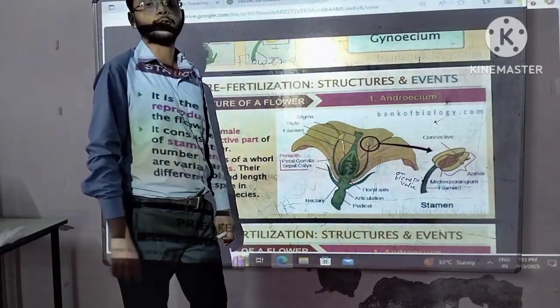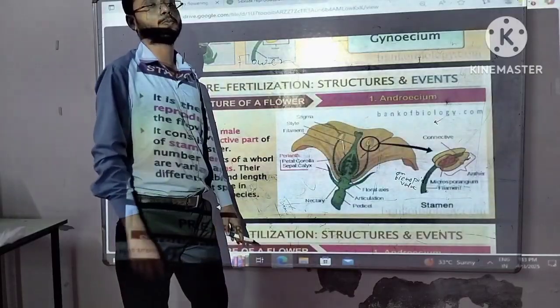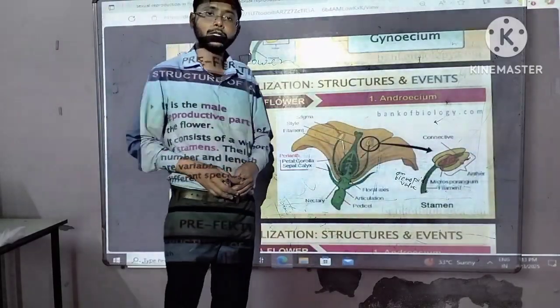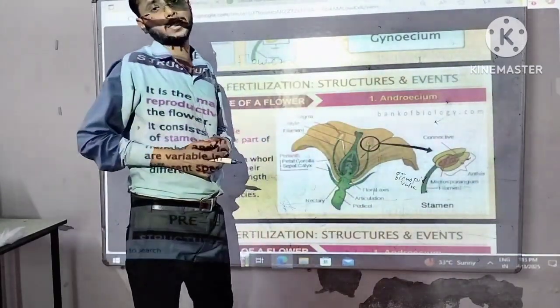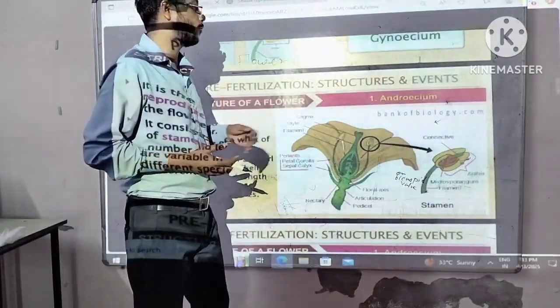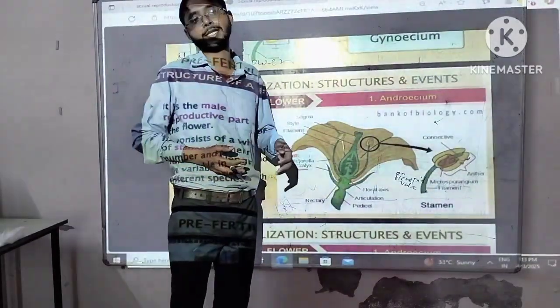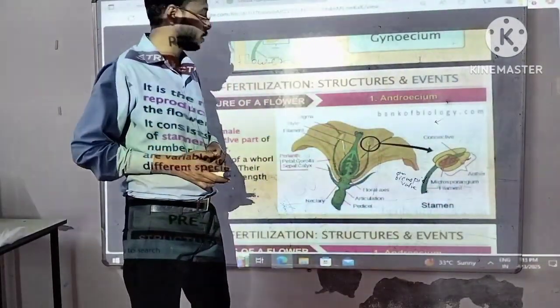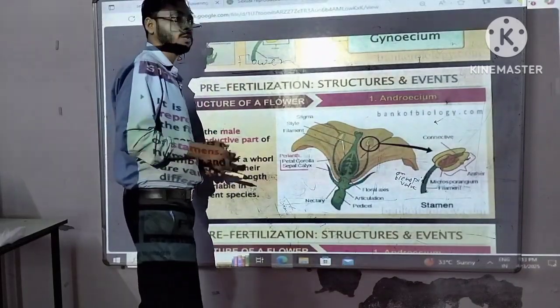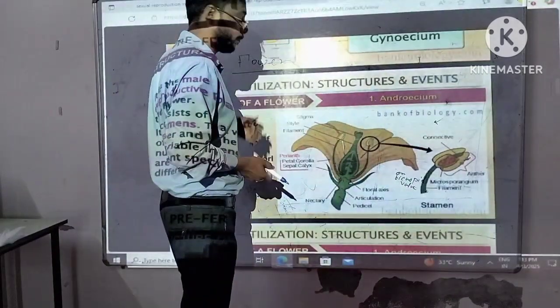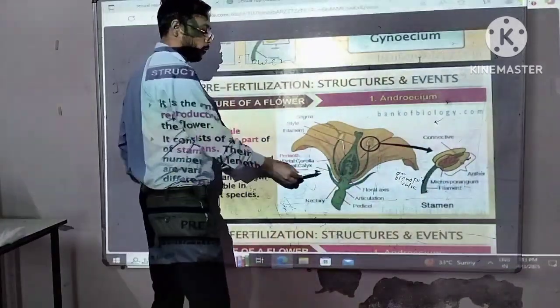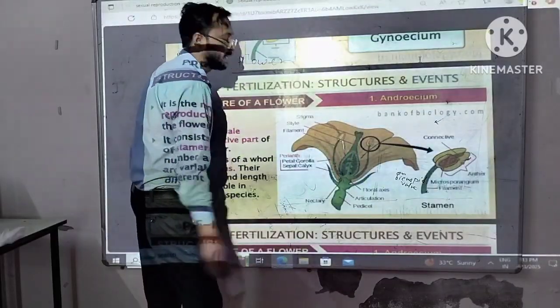This is the complete flower. When these four parts occur in a flower, it is known as a complete flower. If any one part is missing, the flower is an incomplete flower. So we will discuss the flower parts one by one. First of all, we talk about the sepals.